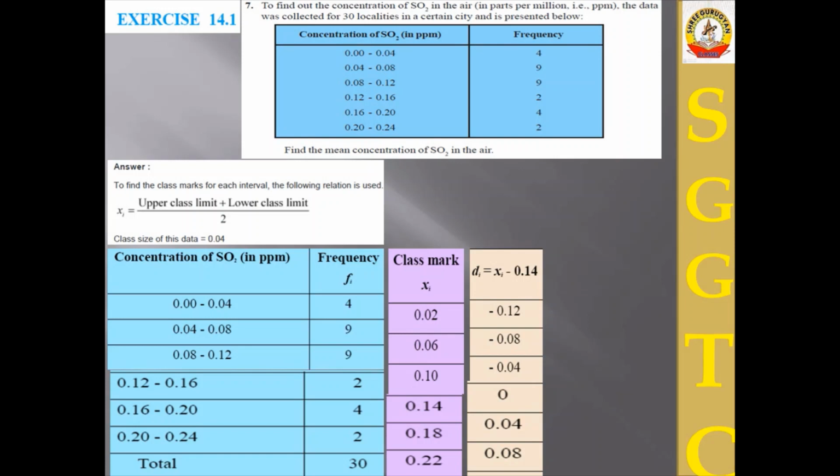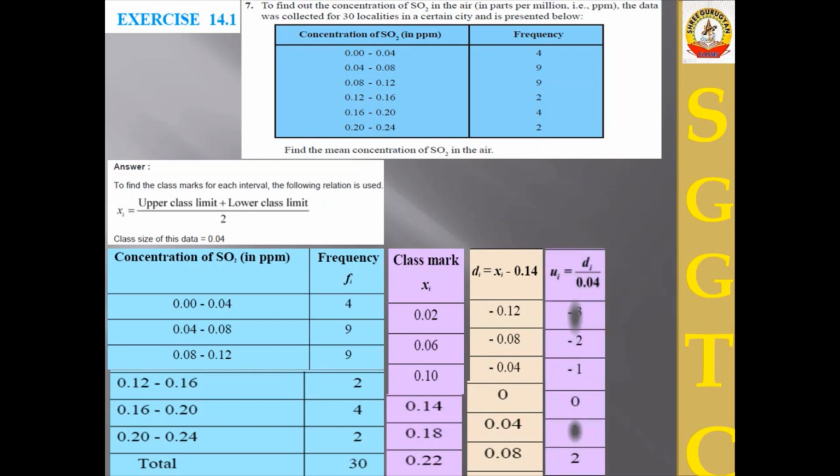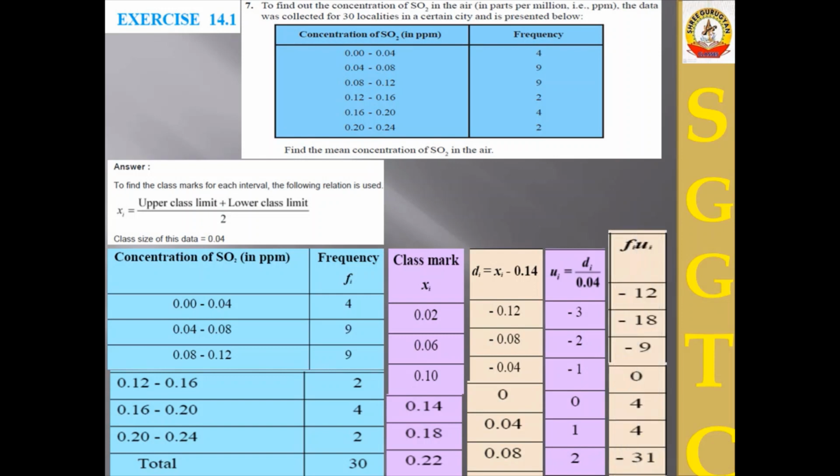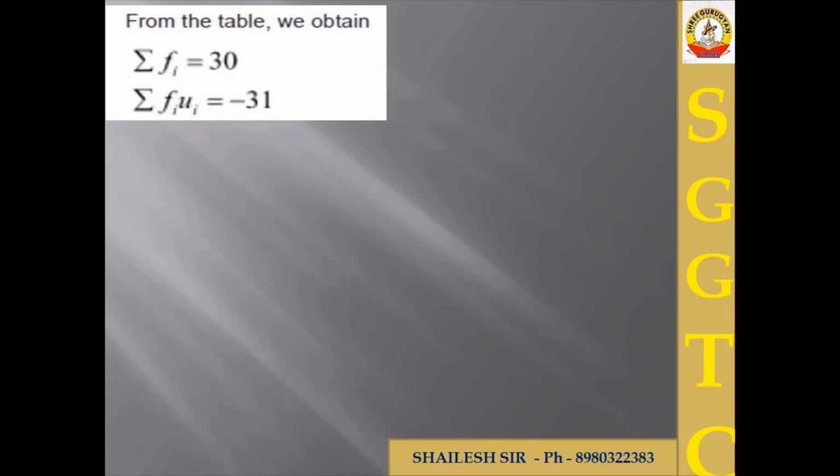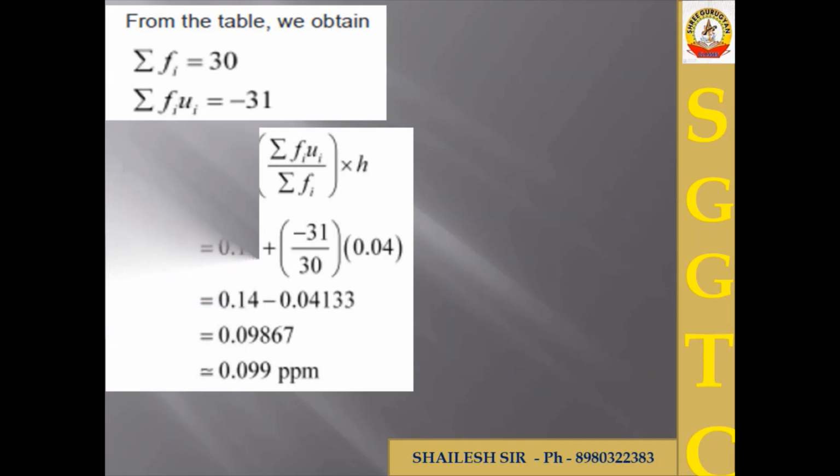And the Di column is ready here. Now finally the Ui column, Di upon 0.04, and the last column Fi into Ui. Fi into Ui means you multiply the second column Fi and the last column Ui, and you get the total summation, which is minus 31.